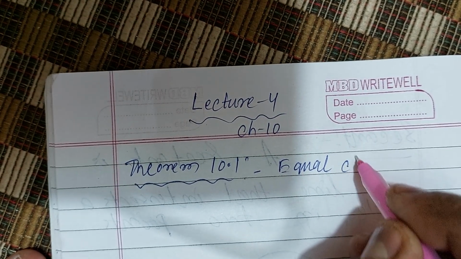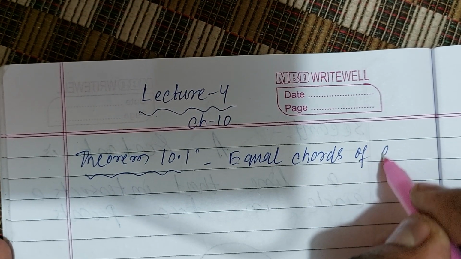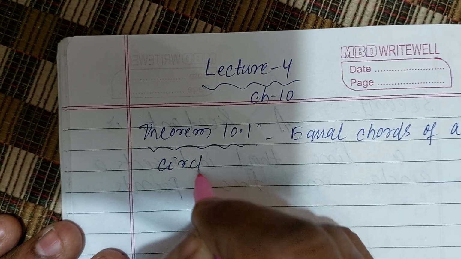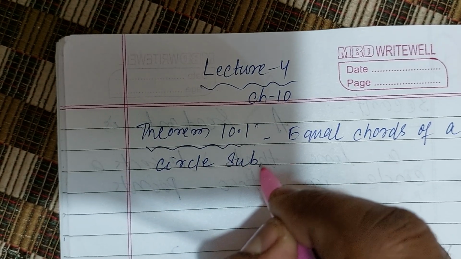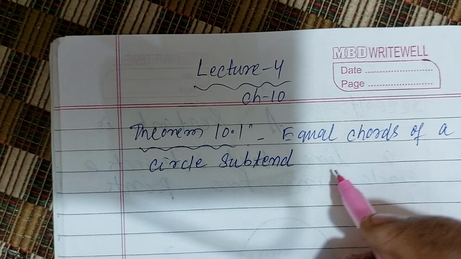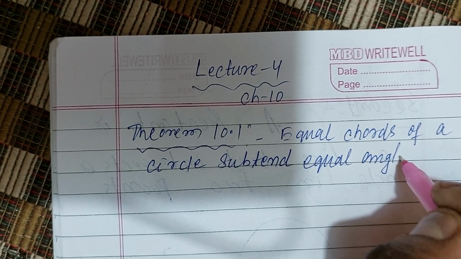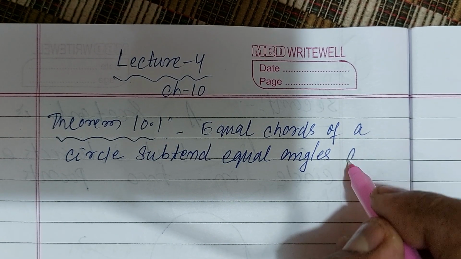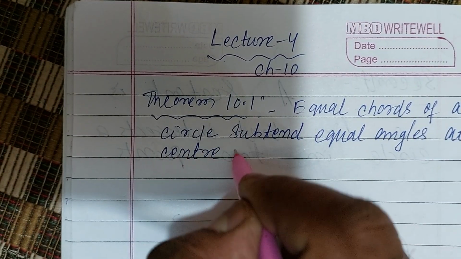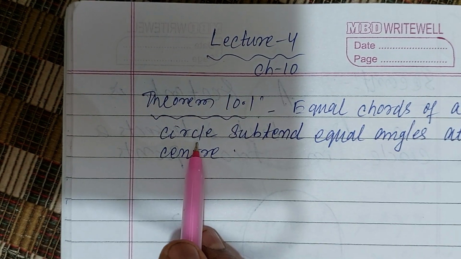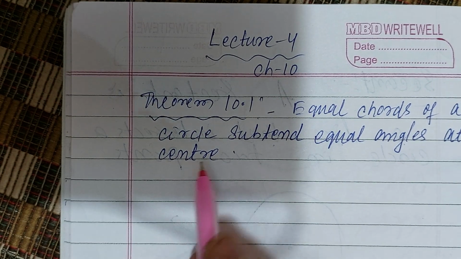Equal chords of a circle subtend equal angles at the center. Equal chords of a circle subtend equal angles at the center.